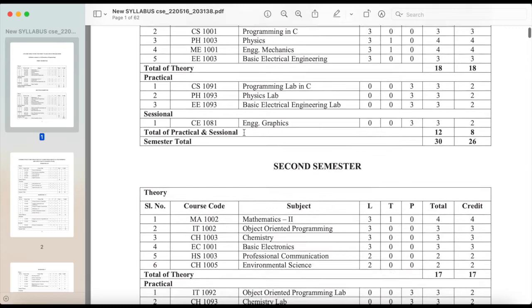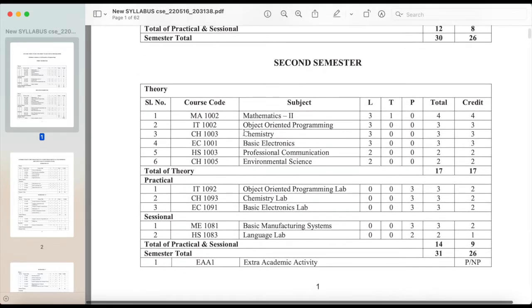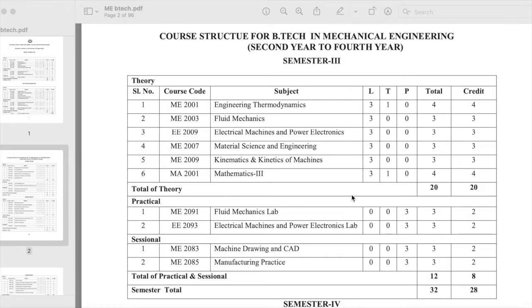2. Now come first year second semester. Theory part: Mathematics 2, Object-Oriented Programming, Chemistry, Basic Electronics, Professional Communication, Environmental Science. Practical part: Object-Oriented Programming Lab, Chemistry Lab, Basic Electronics Lab. Sessional: Basic Manufacturing Systems, Language Lab. Extra academic activity.